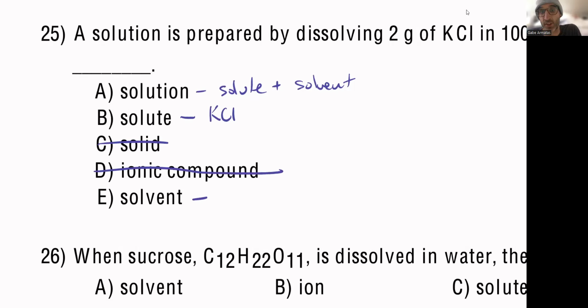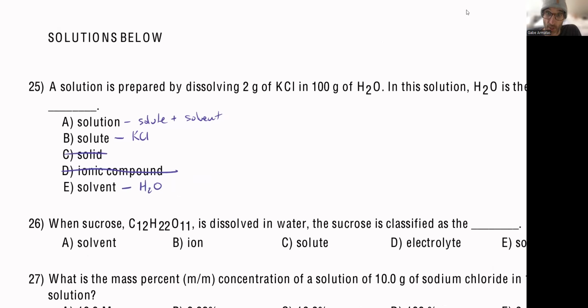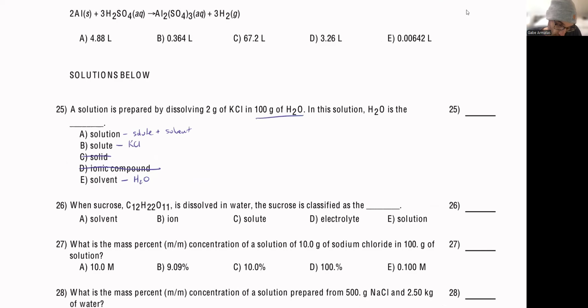And then solvent is the thing in greatest quantity. And in this case, the water is the thing that is in greatest quantity. There are 2 grams of KCl, there's 100 grams of water. This thing is in the greatest quantity, and therefore it's the solvent. If it were 200 grams of KCl, technically that would be the solvent, but that's not what we're looking at. So water is the solvent in this case. It's the thing that's doing the dissolving. It's the thing the solute is being dissolved in.